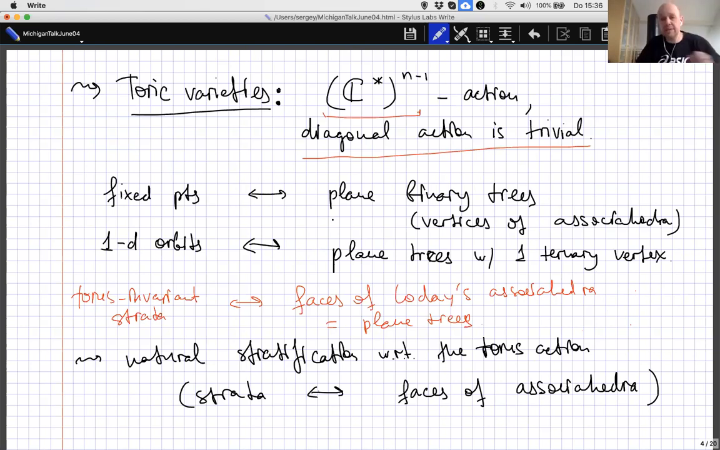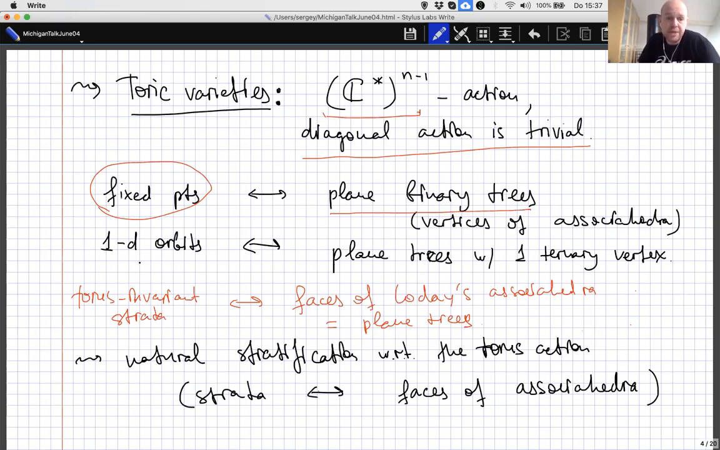And so then I can say a few more things, and I don't want to go into details, and you will understand why in a few minutes. But okay, so fixed points of my torus action are just the vertices of the Loday realization of the associahedron. So they're just indexed by plane binary trees, right?